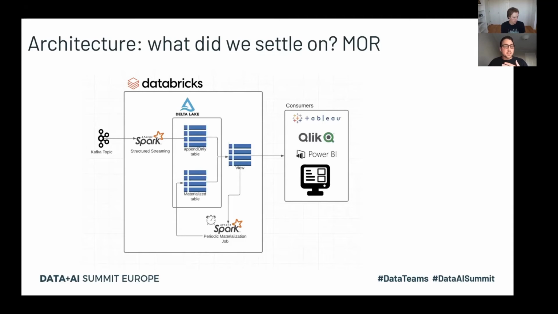Now the view is going to take those two tables, the change set and the materialized table, and perform certain kinds of joins, which Justin will cover. And those joins will represent the current state of the data. And then once in a while, you have a periodic materialization job, that's the Spark job below, which will update the materialized table. And that's something that you can tune based on your needs.